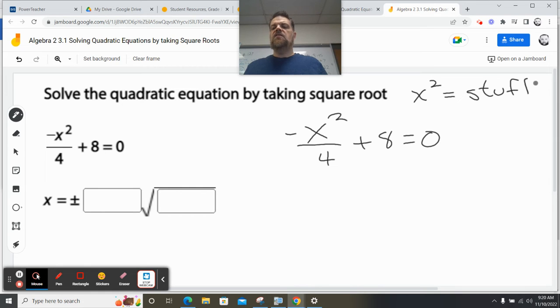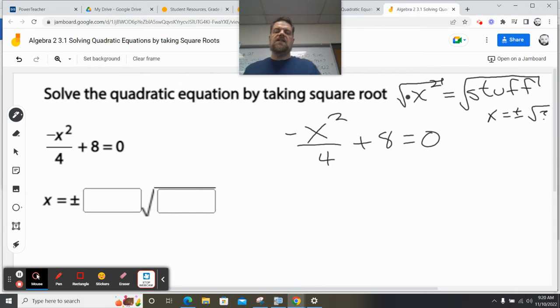Okay, we want to make it look like this. And then I'm going to take the square root of this, and I'm going to take the square root of this. And when I do that, I'm going to get x equals plus or minus the square root of some stuff. Okay, whatever that is.